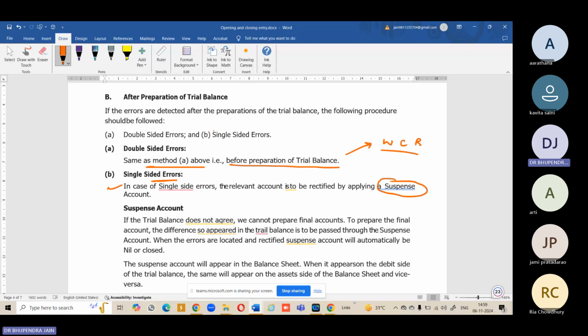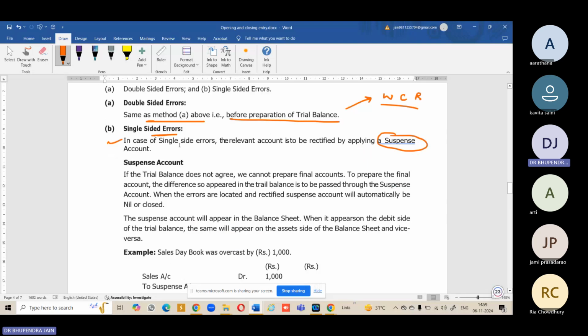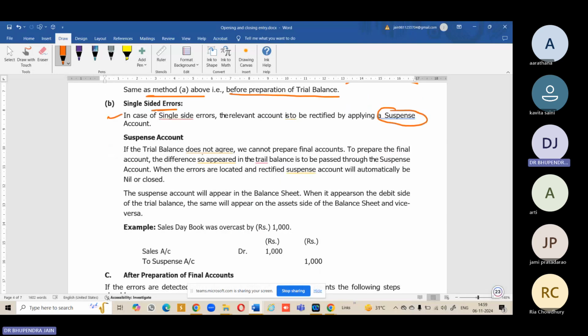In case of a single side error, the relevant account is to be rectified by applying a suspense account. Clear, beta? No, but it's the suspense account. What is the definition of suspense account? If the trial balance does not agree, and does not agree means the total is not matched.